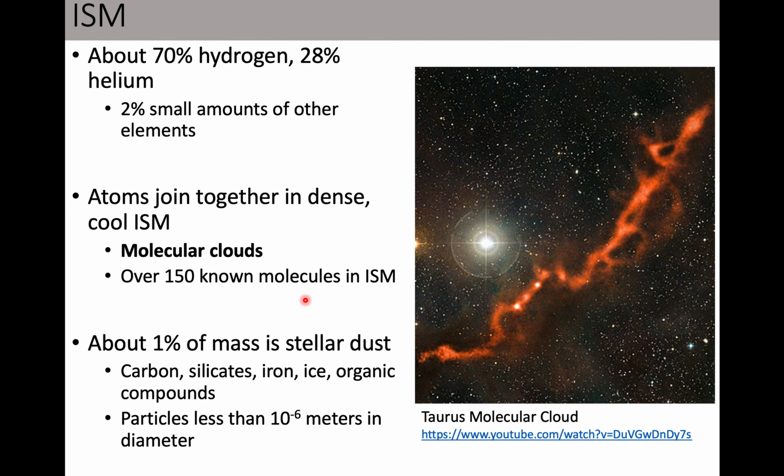And about 1% of the mass is what we call stellar dust. So carbon, silicates, ice, organics, iron, physical solid particles of dust, but they are absolutely teeny tiny. They're less than 10^-6 meters. So very, very small particles to stay suspended in this cloud. About 1% of the mass of ISM are these teeny, tiny solid particles.